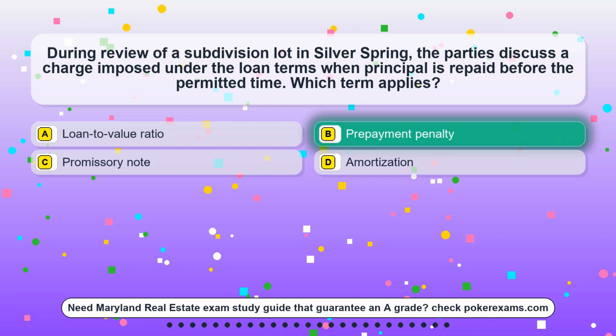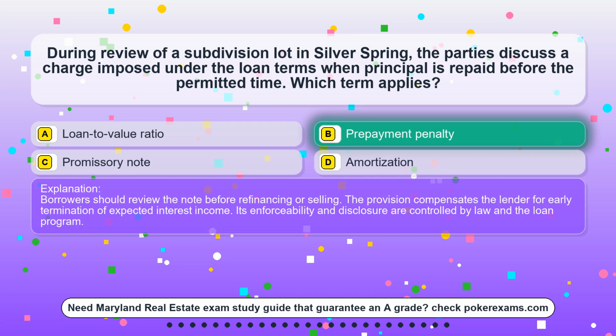The correct answer is option B, prepayment penalty. Borrowers should review the note before refinancing or selling. The provision compensates the lender for early termination of expected interest income. Its enforceability and disclosure are controlled by law and the loan program.